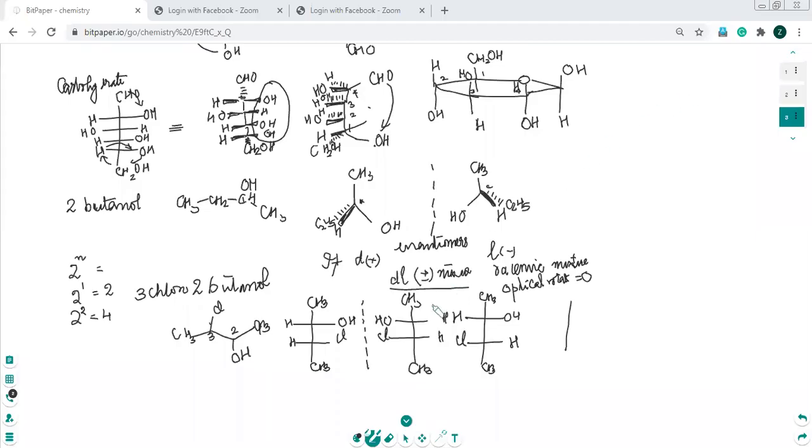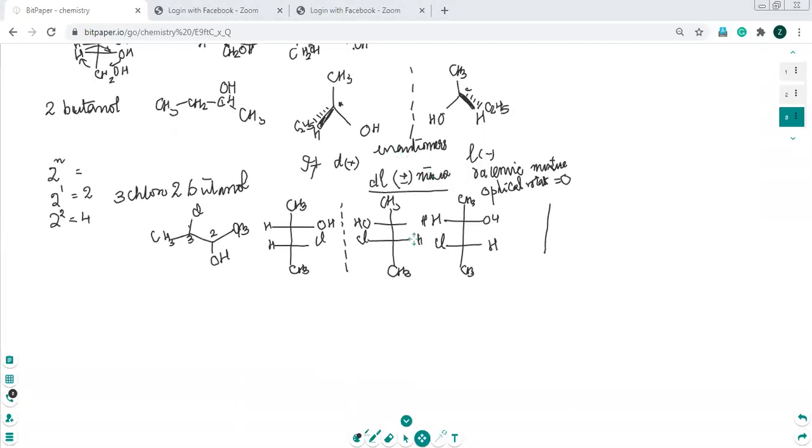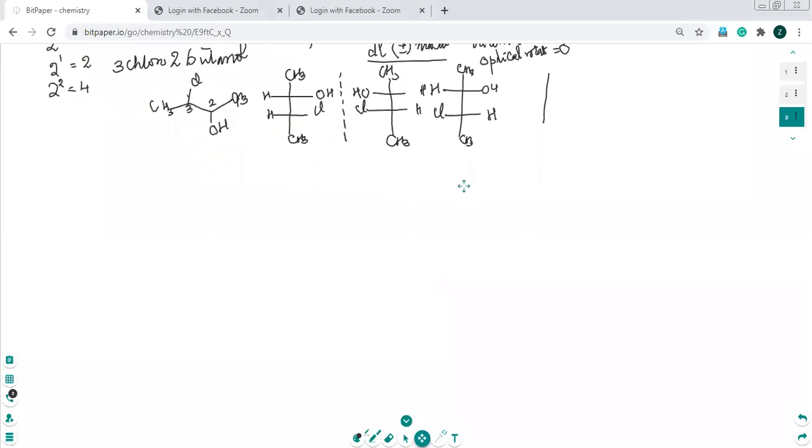About Fisher projection, those who have come new will find it quite a bit difficult. Now, for that, let me explain in very simple terms what is Fisher projection. Now, Fisher projection, when you write a Fisher projection, it is written in this way.